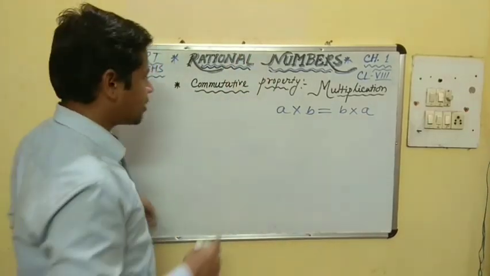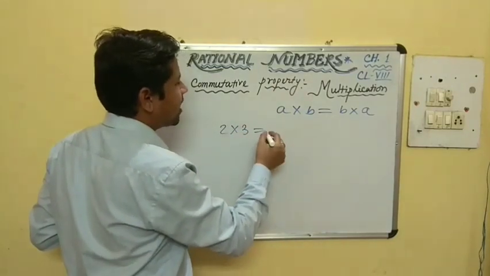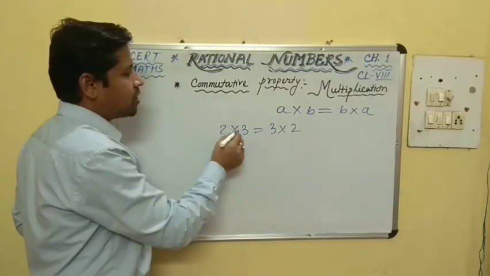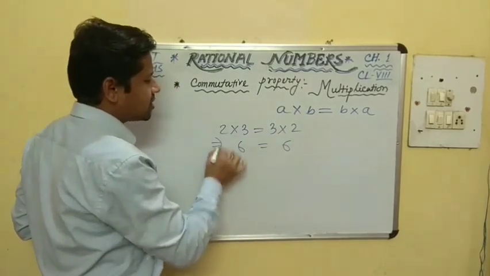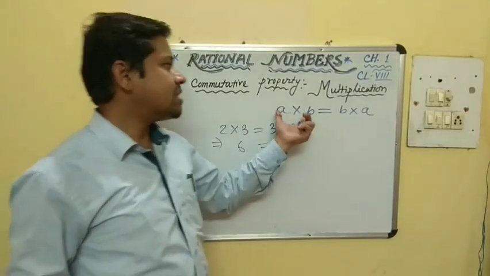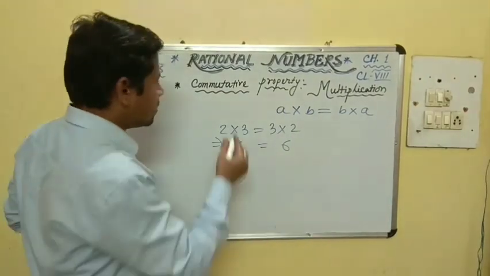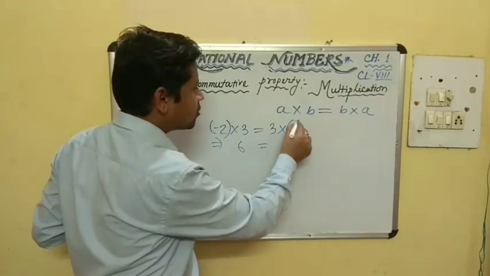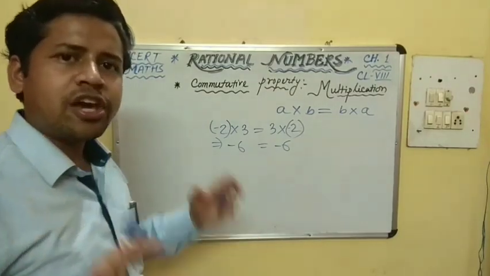So take some examples. Suppose 2 into 3. Very simple example. If we express it as 3 into 2, then it is okay. 2 into 3 is equal to 6. 3 into 2 is equal to 6. Both the results are giving 6. That means they are equal. So that's why a into b and b into a are satisfying here. If you take any negative integer, minus 2, the results become minus 6 and minus 6. No change, they are equal.